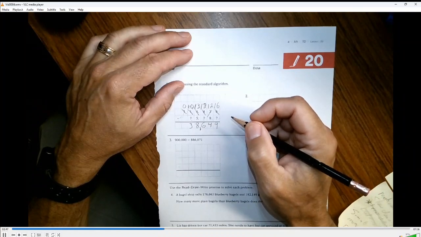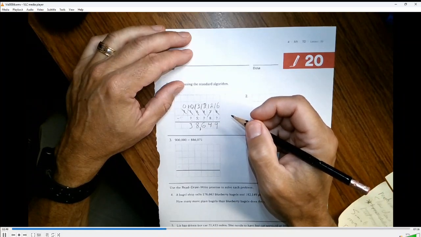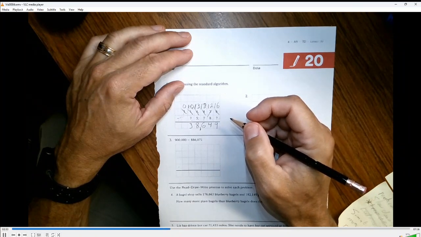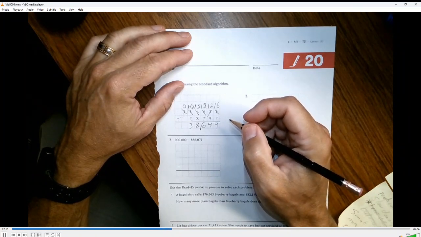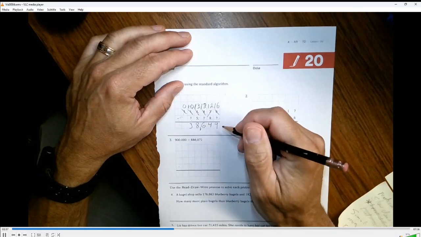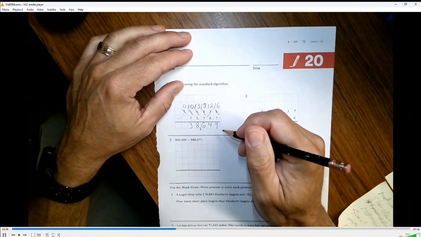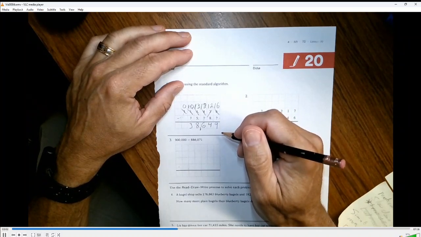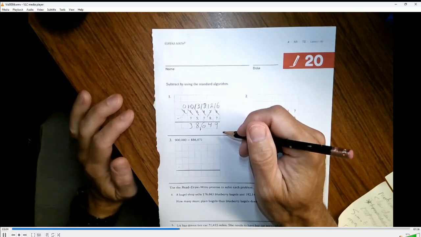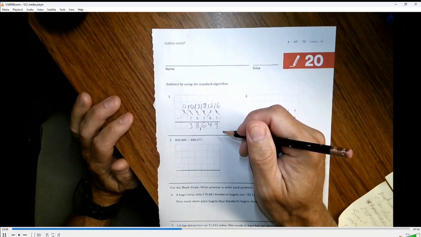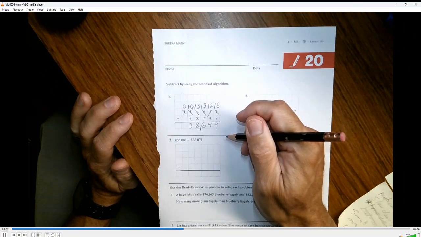So your answer for 114,436 minus 75,787 is 38,649. Do it for yourself. Make sure Mr. Short didn't make a mistake. You know, sometimes I do that. Mistakes happen. Sometimes on accident, and sometimes I'm really trying to make sure that you're paying attention.